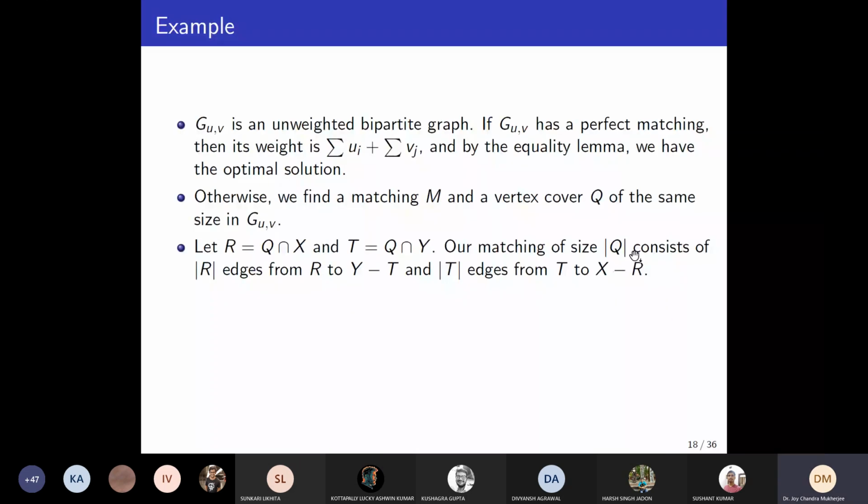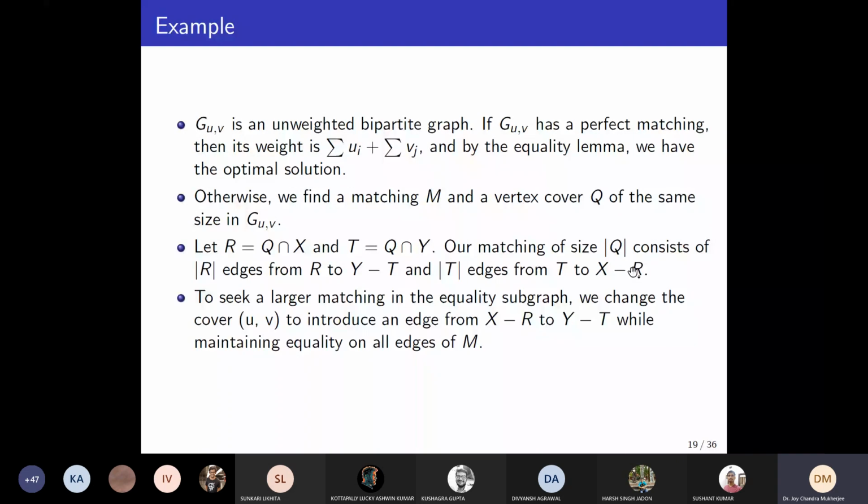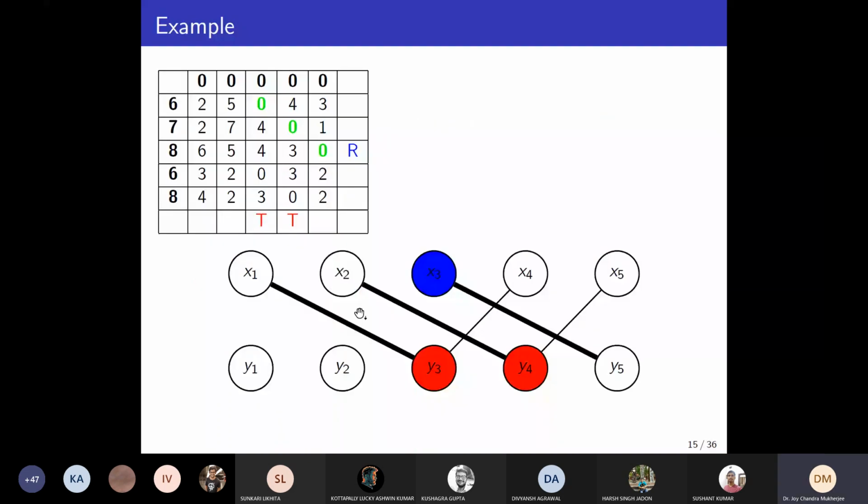Now our objective is, we haven't got a perfect matching. So our objective is to increase, to seek a larger matching in the equality subgraph. We change the cover UV to introduce an edge from x minus r to y minus t while maintaining the equality on all the edges of M. So what is the thing that we have to do? At this stage we get a maximum matching, but it is not a perfect matching. So what do we have to do? We have to introduce a few edges.